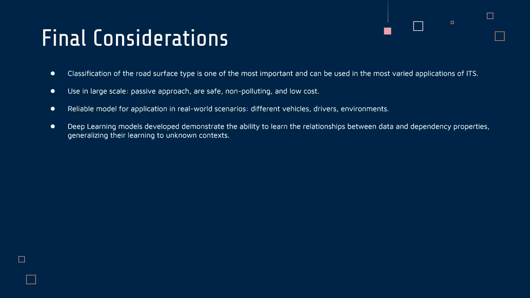In this study, we present the road surface type classification modules based on deep learning and inertial sensors. Deep learning modules demonstrated their ability to learn the relationships between data and dependence factors, allowing the use of modules in real-road scenarios in unknown vehicles, drivers, or environments. Along with the passive approach of inertial sensors, the solution that we present is adaptable, safe, non-polluting, and low-cost, and can be applied on a large scale and in all ITS domains.